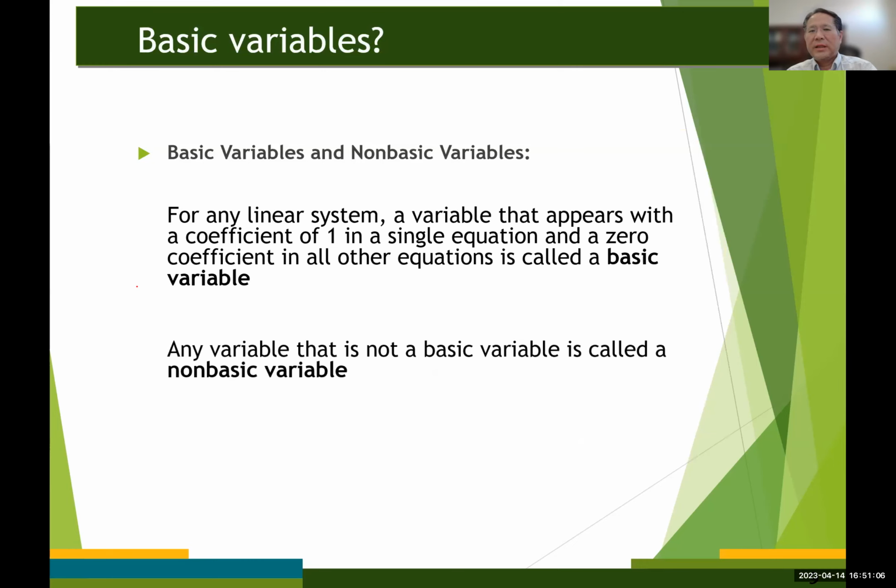Okay, now here's quite the important one. They are basic and non-basic variables. So for any linear system, a variable that appears with a coefficient of 1 in a single equation and a 0 coefficient in all other equations is called a basic variable. Of course, any variable that is not a basic variable is called a non-basic variable, okay?